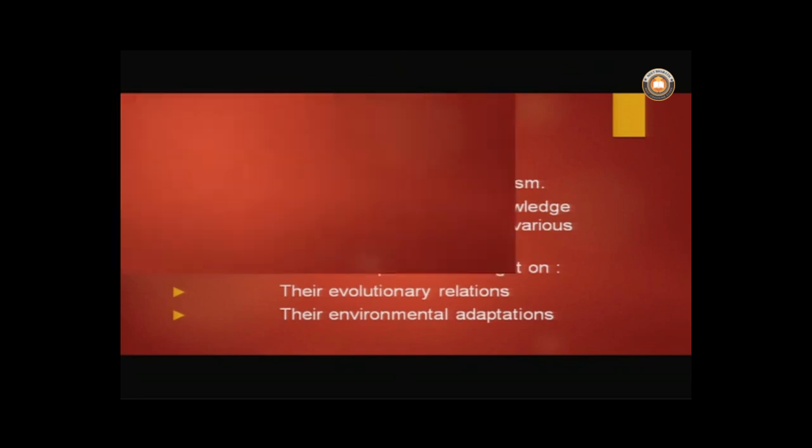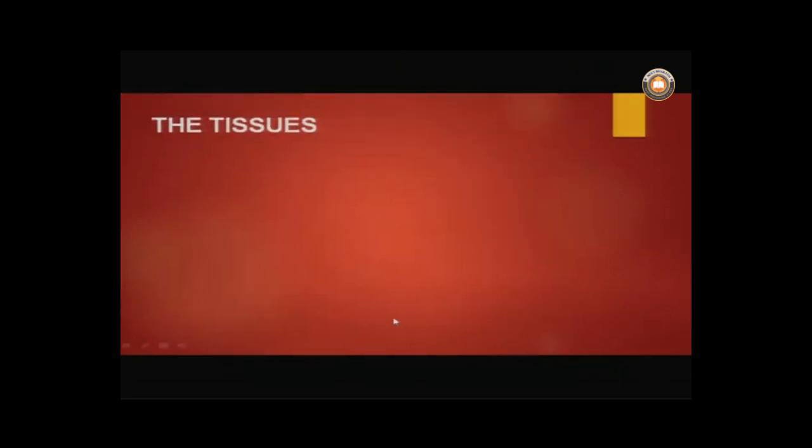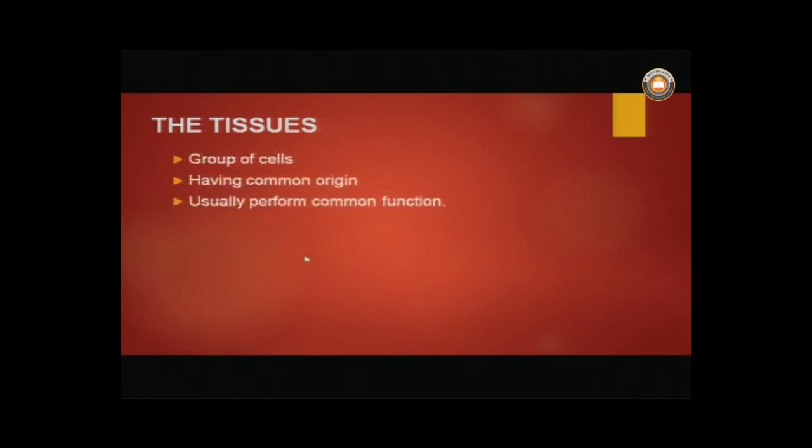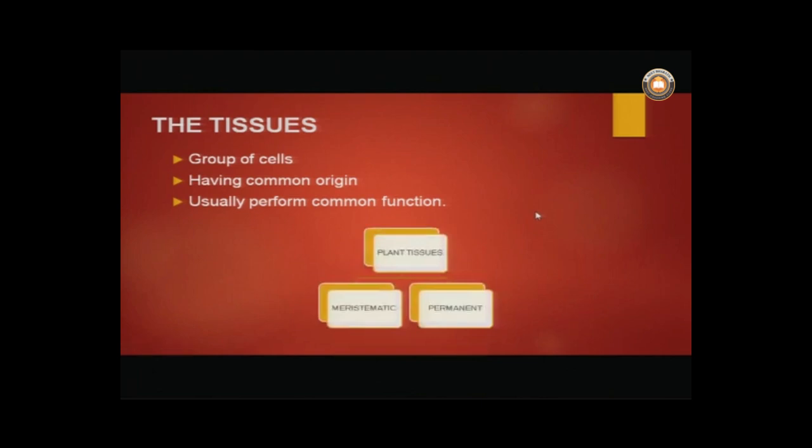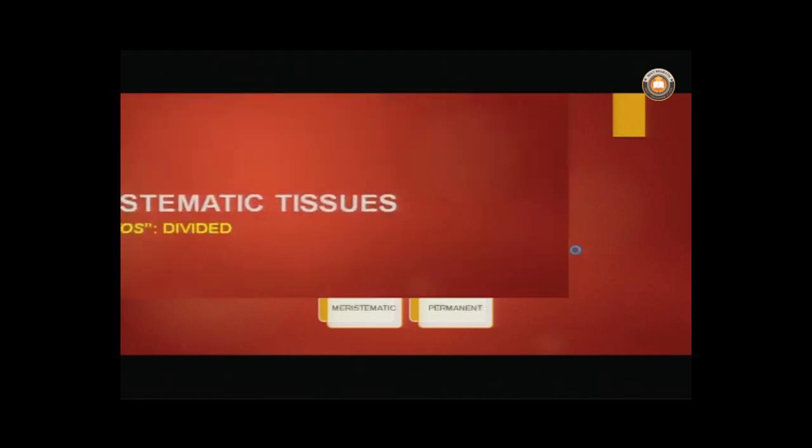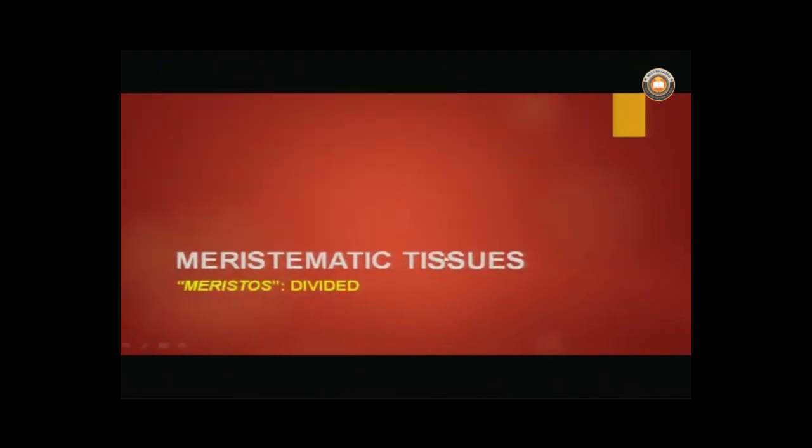Let us begin. So, talking about the tissues, we all know that the tissues are a group of cells having common origin and they usually perform common function. Plant tissues can be divided into two groups, meristematic tissues and permanent tissues. Let us take meristematic tissues first. The word has been derived from meristos, that is a Greek word, and it stands for divided.